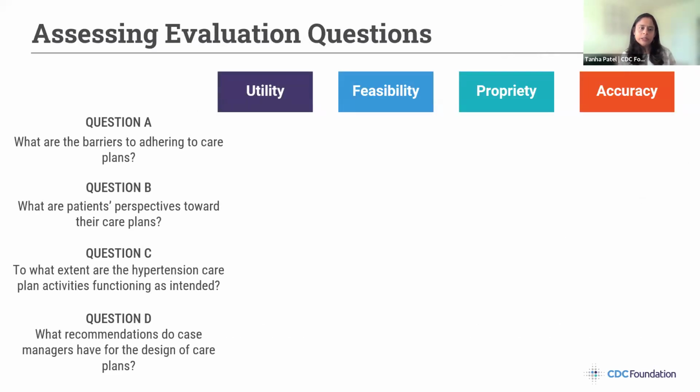Just a quick reminder, the evaluation standards are utility, feasibility, propriety, and accuracy. Let's assess these questions together against each of these standards. And Haley's going to launch another poll for us. In this poll, you will select which of the 4 evaluation questions that we are proposing meets each of the evaluation standards. So I'm going to pause again.